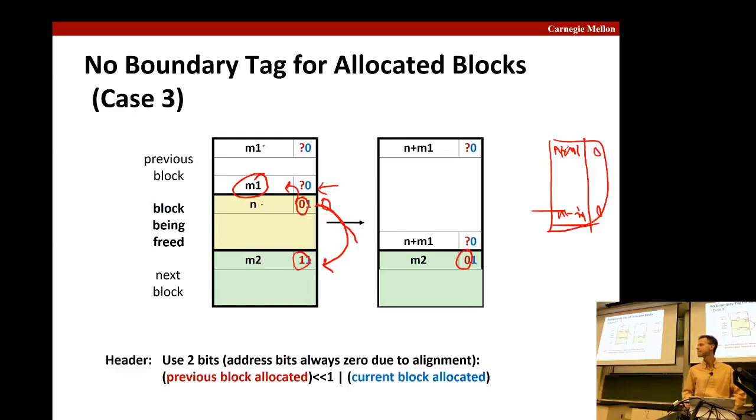Yes? I'm just curious about why we have the question mark for our previous blocks. If the block prior to it was free, wouldn't we have already coalesced them, so the block has to be allocated? That's true. That's true. Good point.